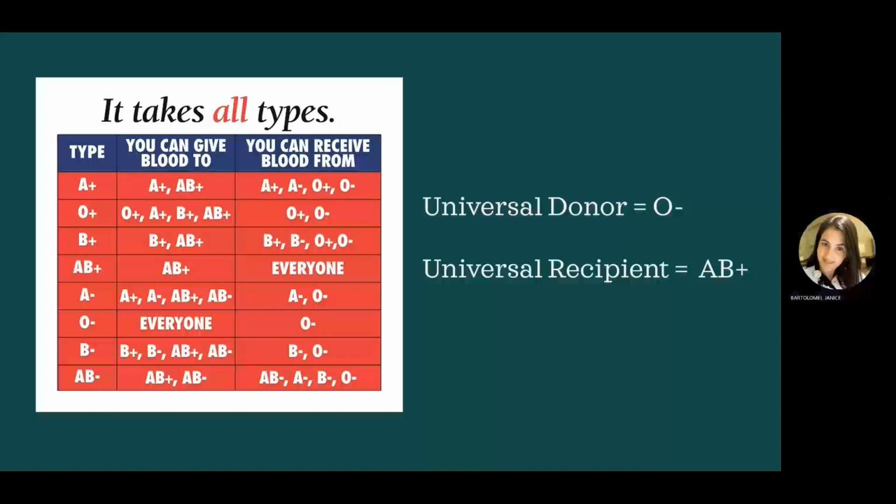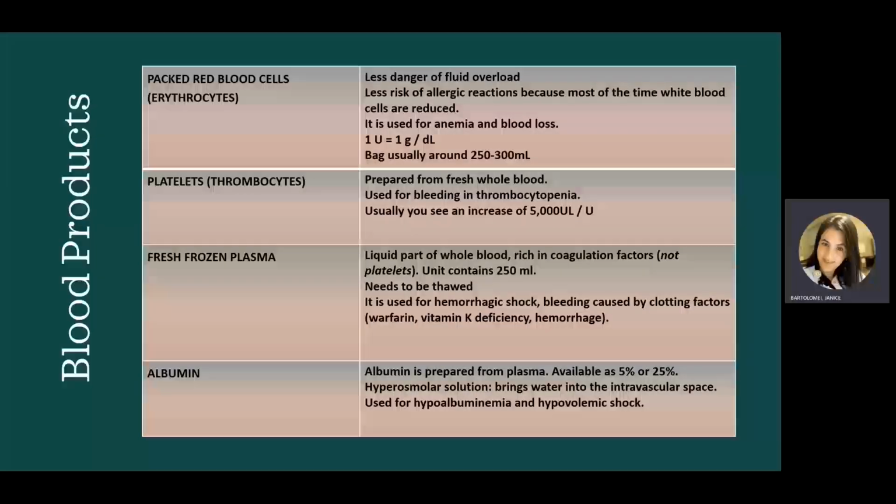For example, A positive people can give blood to A positive and AB positive. However, they can receive from A positive, A negative, O positive, and O negative. So this is also something handy to kind of know in general. But in the overall spectrum, we kind of know that O negative is the universal donor, and then AB positive, they're universal recipients.